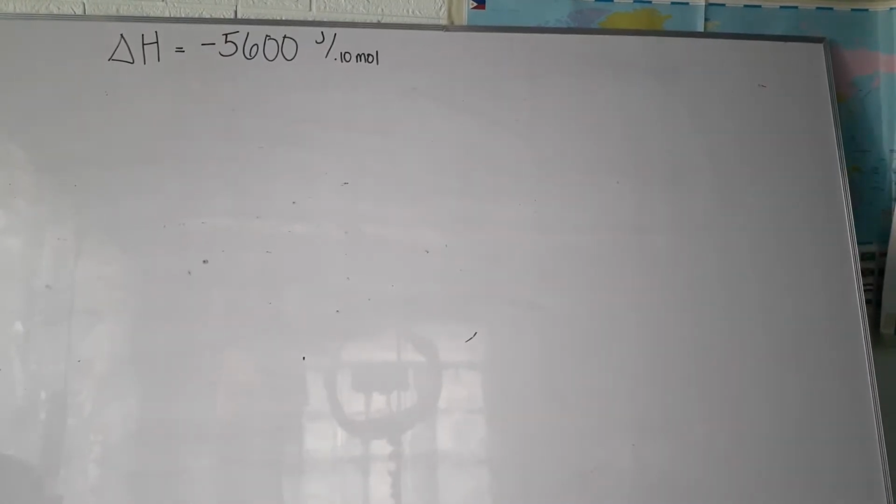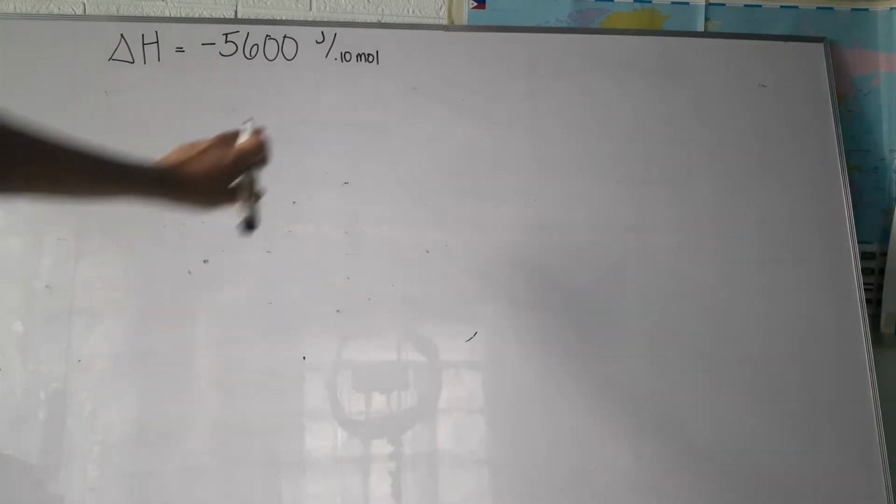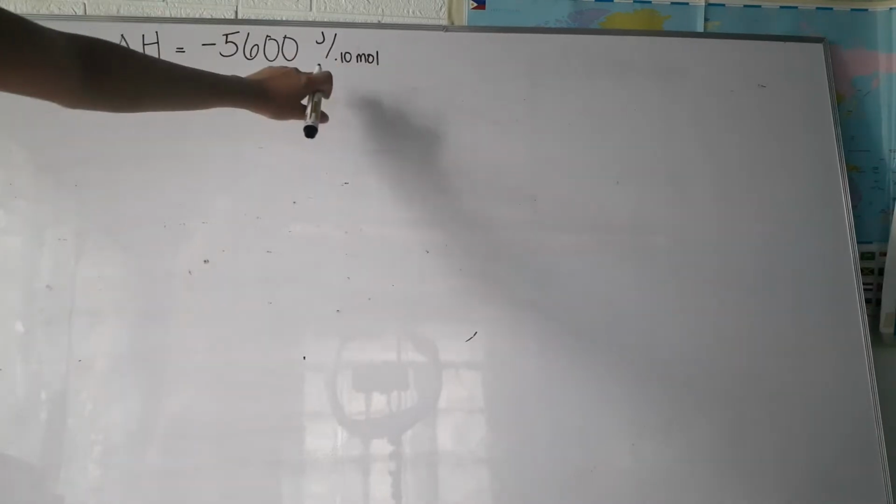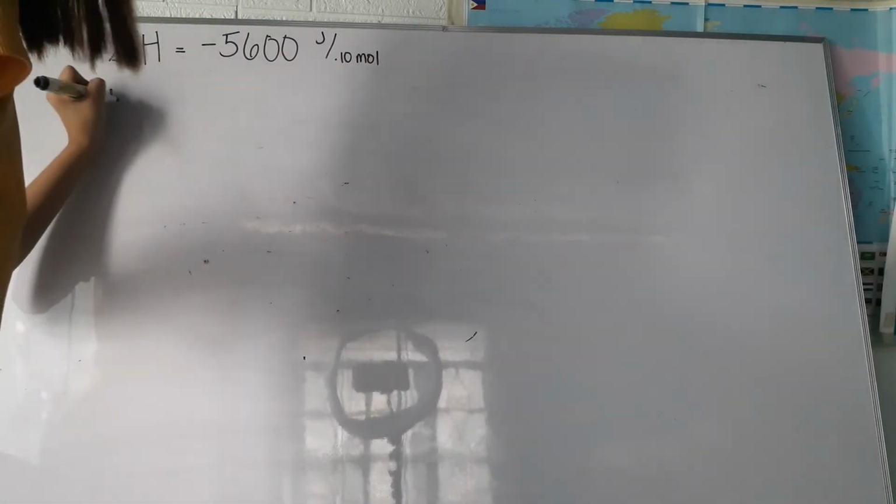Ayan. So, yan yung nakuha natin change in enthalpy. Negative 5,600 joules per 0.10 moles. Ayan. 0.10 moles yung nakuha natin. So, gagawin natin siya ngayong kilojoules per mole. Ayan. So, dahil nga 0.10 mole siya, i-scale up natin yung molar quantity niya. So, gagawin natin 1 mole divided by 0.10 mole.